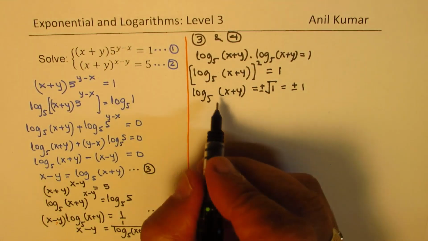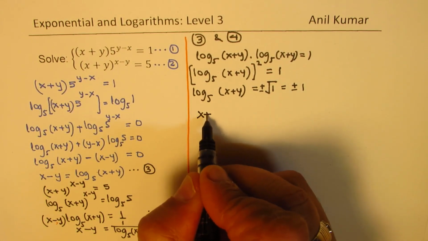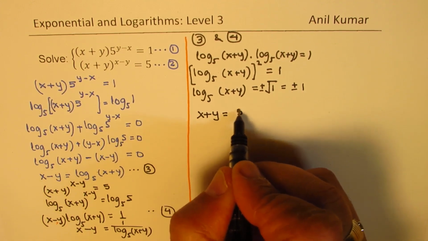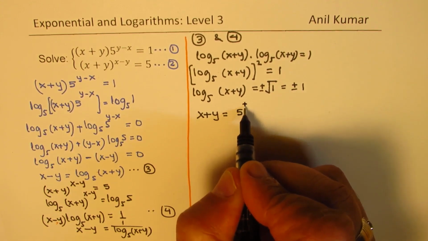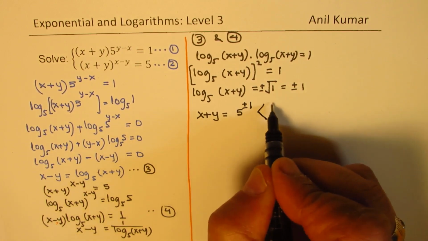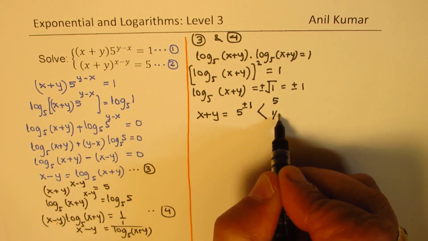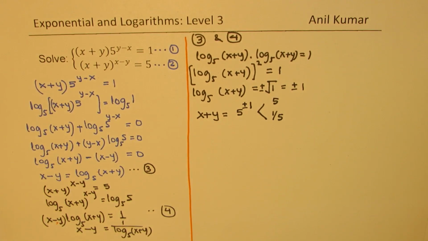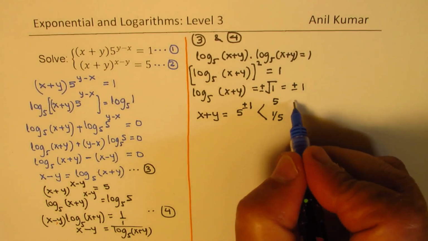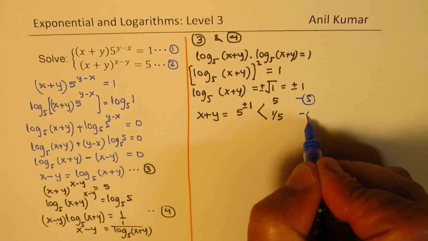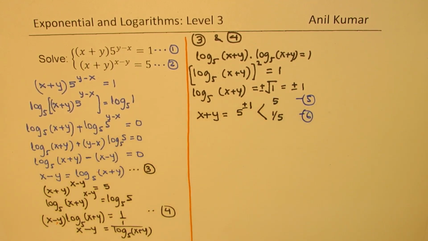So we get two values for x plus y. We can get x plus y equals 5 to the power of plus or minus 1. So we have two values here: either we get 5 or we get 1 over 5, correct? So let's call these our equation number 5 and 6. So we get two values for x plus y. And we know that x minus y for us is equal to, we could use one of these expressions, equation 3, right?